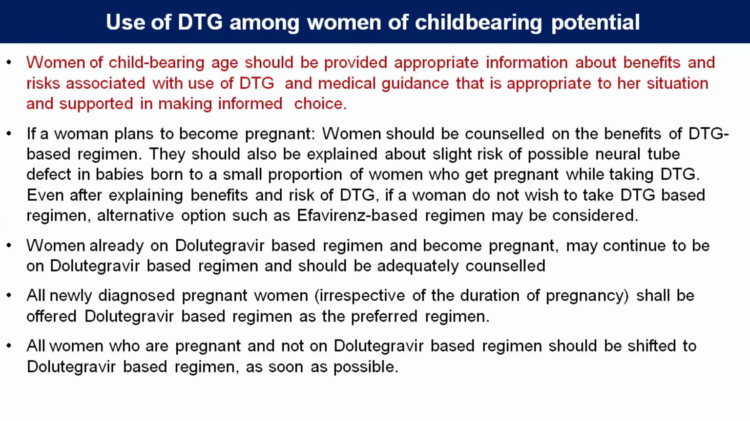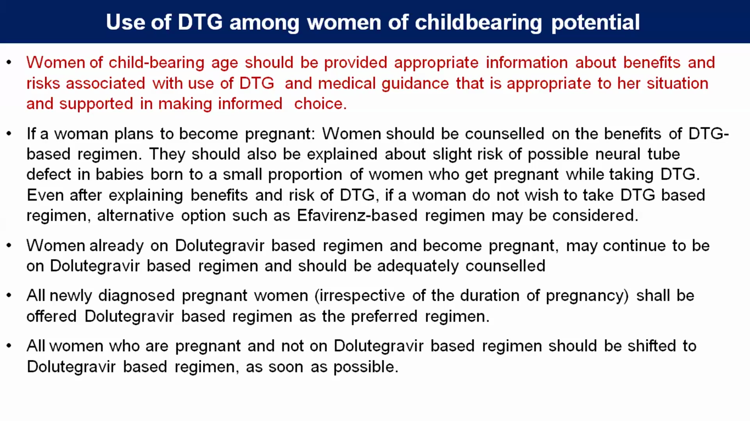A few important points about dolutegravir: women of childbearing age should be provided appropriate information about the benefits and risks associated with the use of dolutegravir, and also medical guidance appropriate to her situation, and be supported in making an informed choice. If a woman plans to become pregnant, she should be counseled on the benefit of a dolutegravir based regimen, and should be explained about the slight risk of possible NTD in babies born to a small proportion of women who get pregnant while taking dolutegravir.